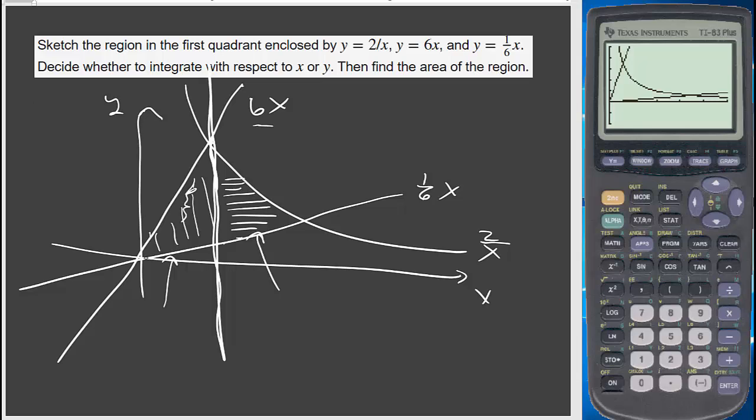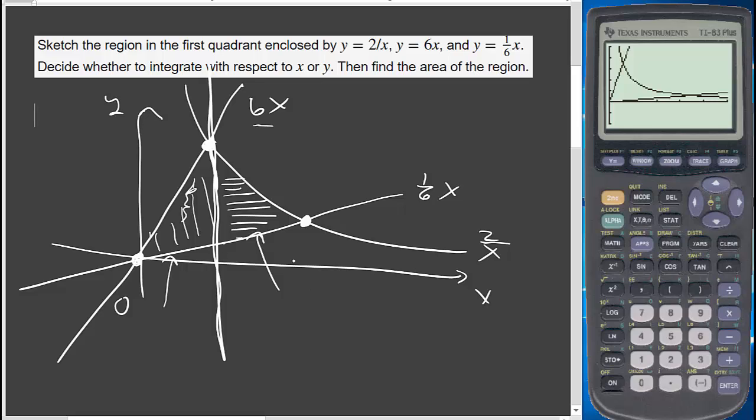So now to set up the integrals, we're going to need to find these intersections. We'll need to find the x-coordinate here. That's the easy one. We'll need to find the x-coordinate of this intersection here, where 2 over x intersects with 6x. And we'll need to find the x-coordinate here, where 2 over x intersects with 1/6 x. So here, the x-coordinate is 0, and that's pretty straightforward.